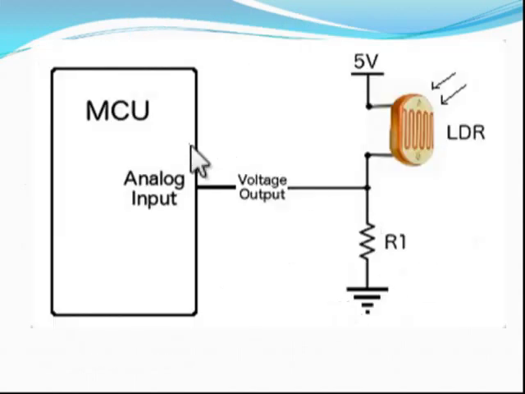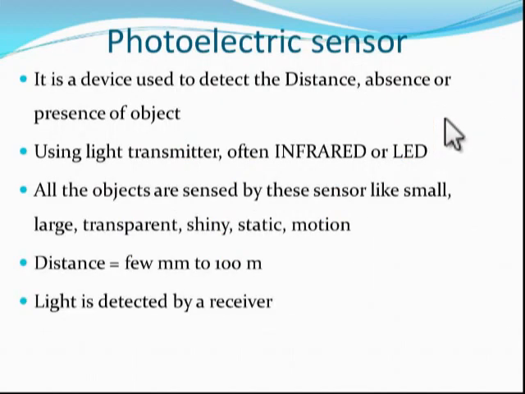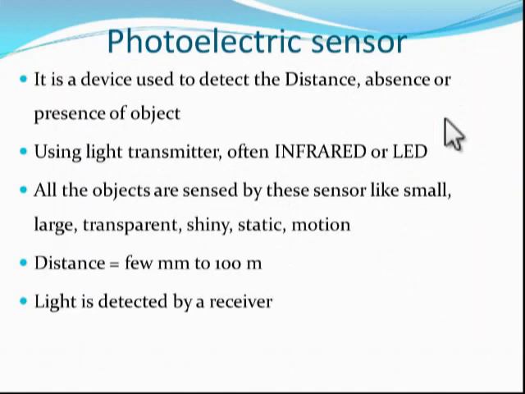The diagram is as follows. They have an MCU, giving it the analog input, going to the voltage output. Where the light is received by the LDR, the sensor, low light gives us a high output. Then high light gives us a low output. So it is a photoresistor. Next, the photoelectric sensor.